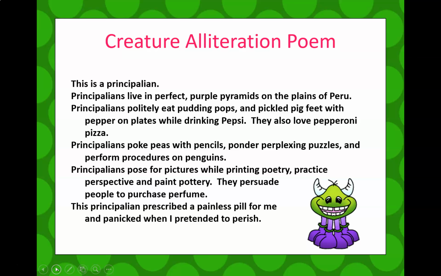So again, this first line tells you what your creature is. Your second line tells you where they live. Your third line tells you what they eat. Your fourth line tells you what they like to do, I think, or what they like. So this is the one that tells you what they like. And then this line tells you something that they do. And then this one says something that they do to you. Okay, so that's kind of the plan for this one.